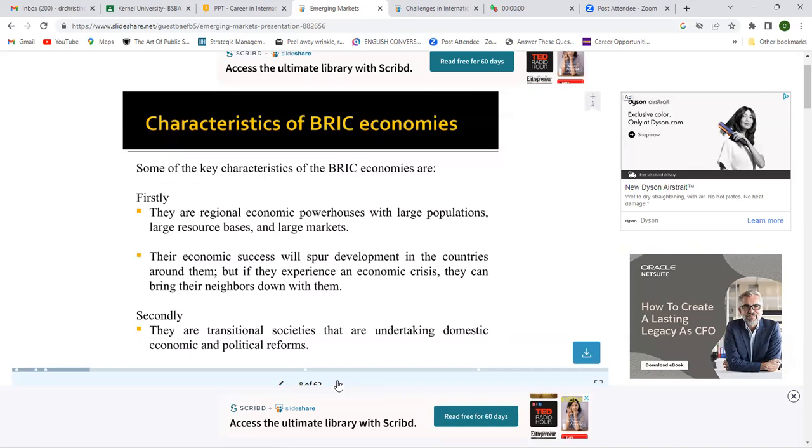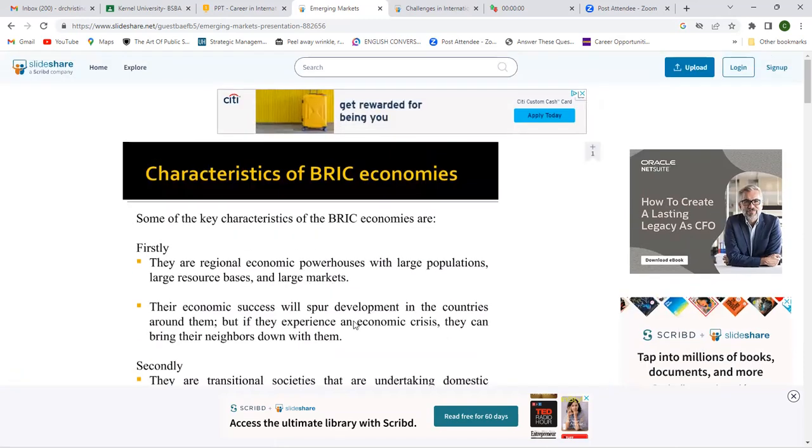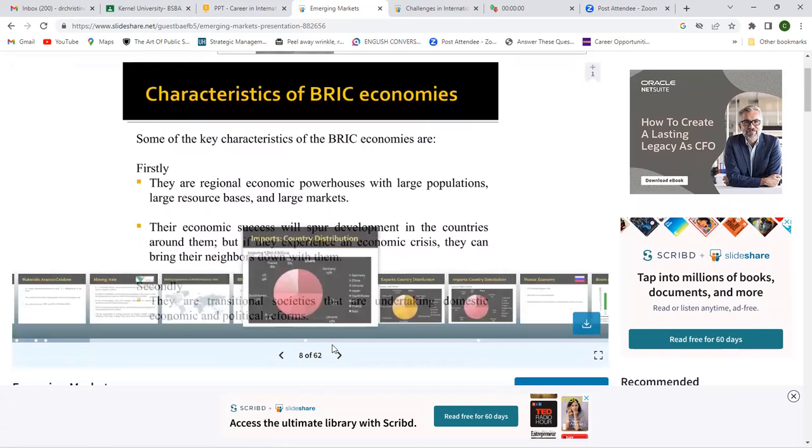economies are, firstly, they are regional economic powerhouses with large populations, large resource bases, and large markets. Their economic success spurred development in countries around them, but if they experience economic crisis, they can bring their neighborhoods down with them. Secondly, they are transitional societies that are undertaking domestic economic and political reform.